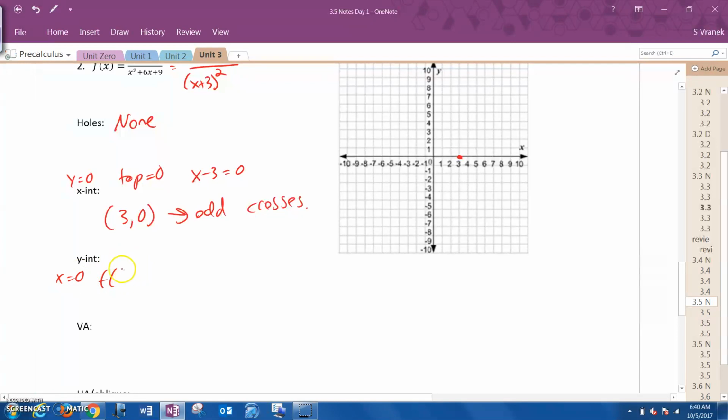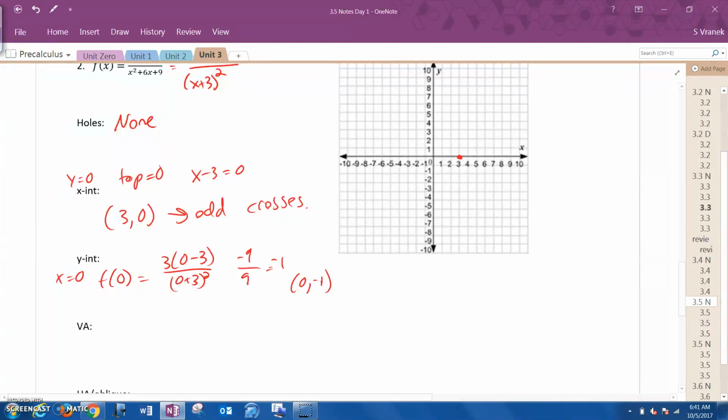The y-intercept is when we put 0 in for x. So I'm going to put f of 0 in. And I get 3 times 0 minus 3, over 0 plus 3 squared. So we get a negative 9 on top when you multiply 3 times negative 3, and we get a 9 on bottom. We get negative 1. There we go. So now I have the y-intercept.